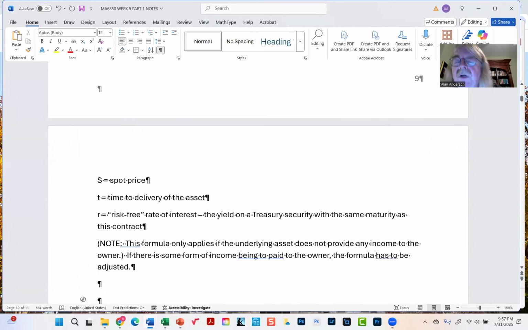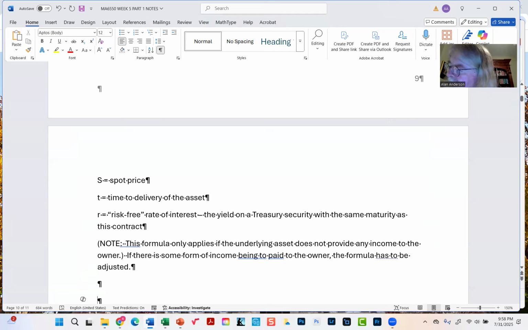Okay, we're going to see why this formula holds by introducing this insanely important concept of arbitrage. And then we're going to see how we have to adjust this formula when there is income. For example, if it's not gold, but let's say it's a foreign currency where you could earn the foreign rate of interest by holding it, then you have to make adjustments to that formula.